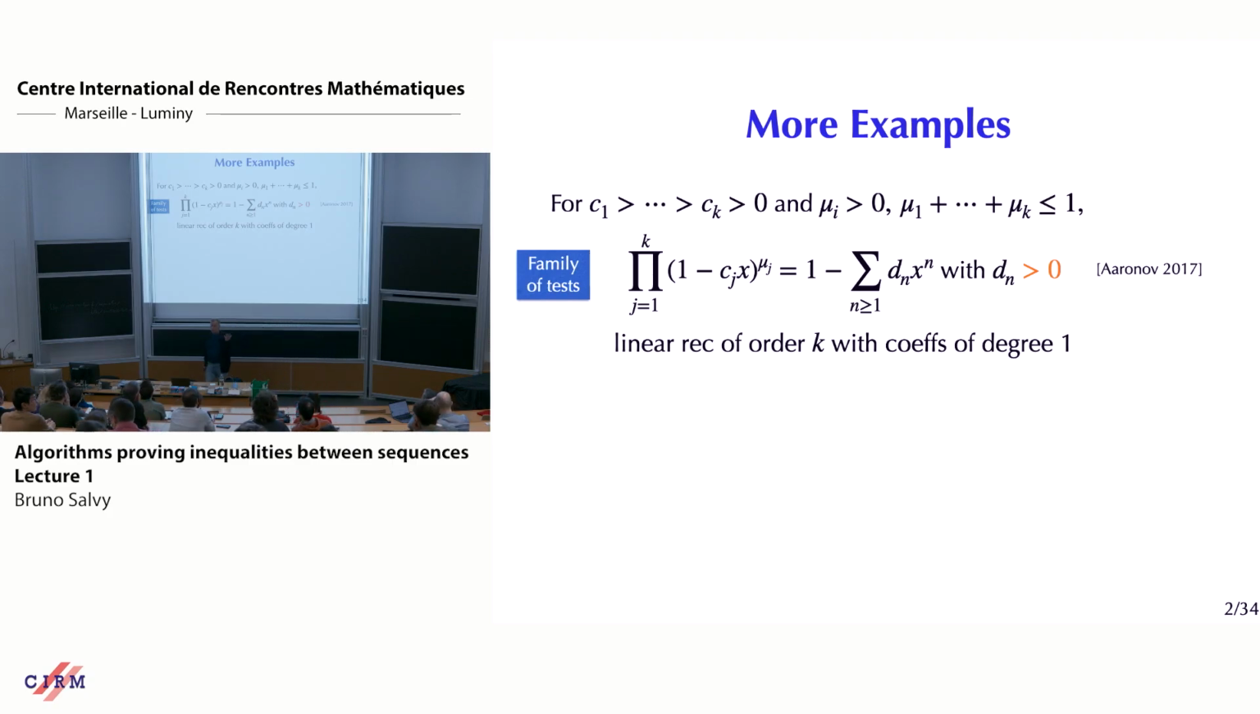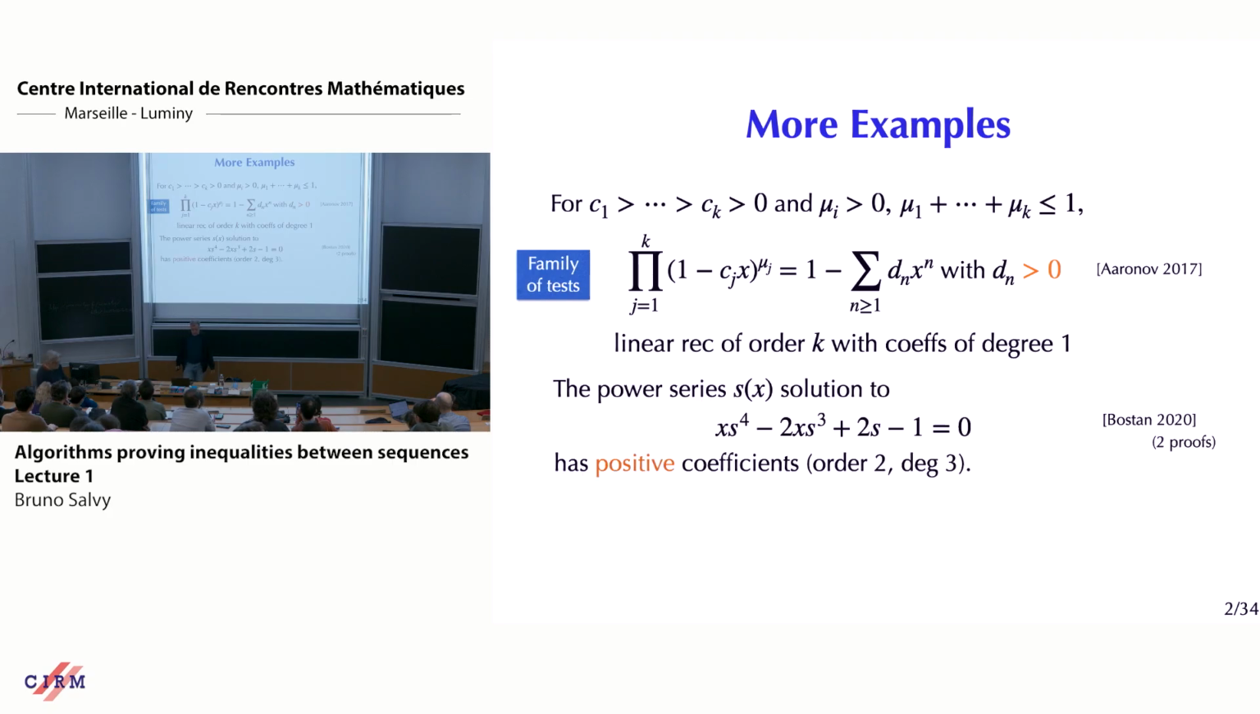So this is a power series, a product of (1 minus c_i x) to the mu_i. And for those choices of the c_i and mu_i, the coefficients are all negative except for the first one. And again, there's a simple linear recurrence for these coefficients of order k, so that's another family.